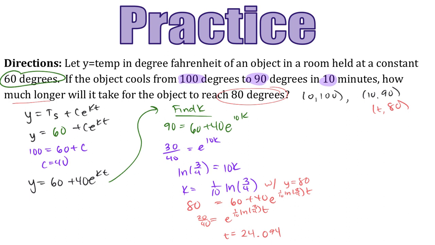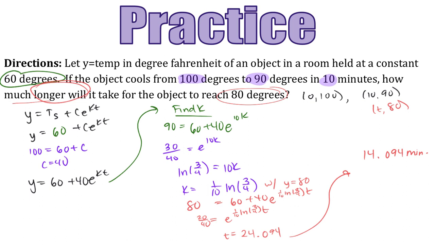However, the question is asking us how much longer, which means if we already went 10 minutes, we're going to subtract 10 from this answer to get 14.094 minutes. It will take 14.094 more minutes for the object to reach 80 degrees Fahrenheit.